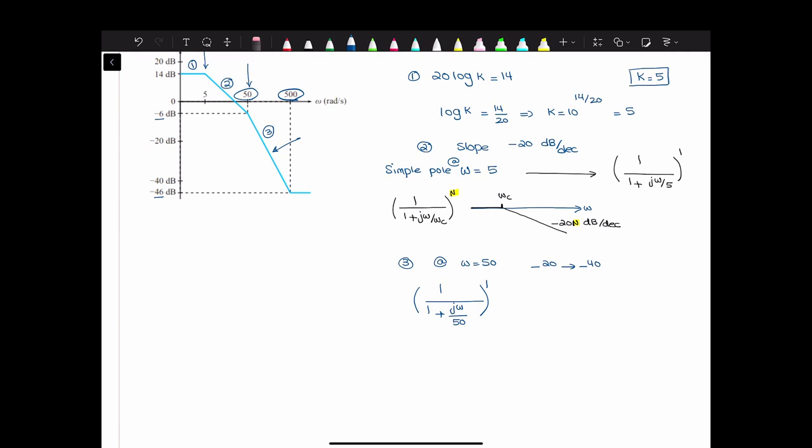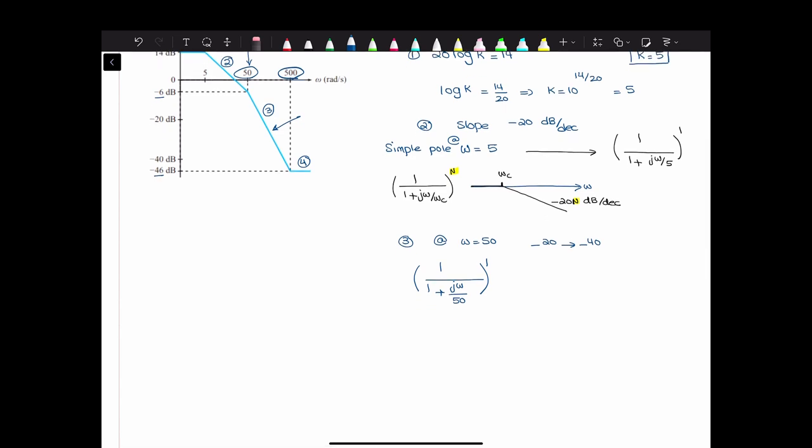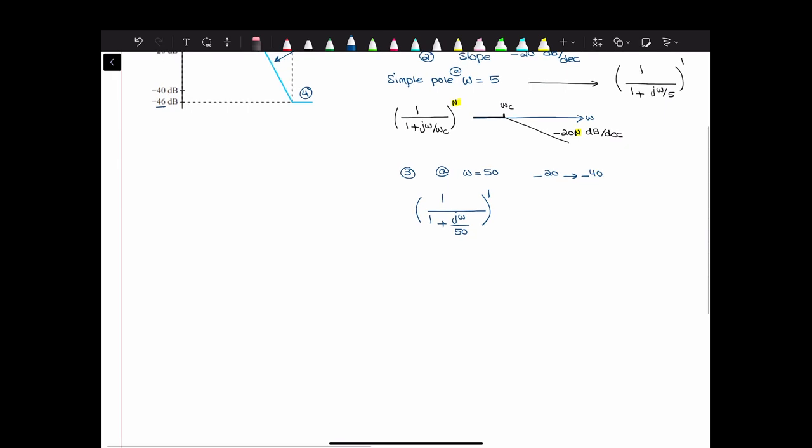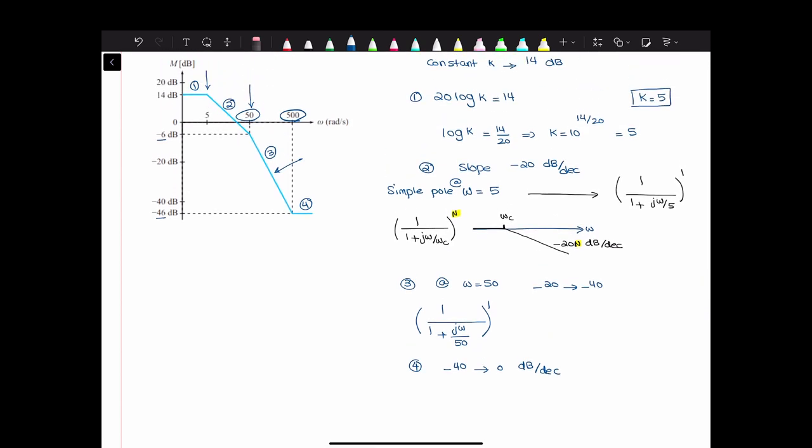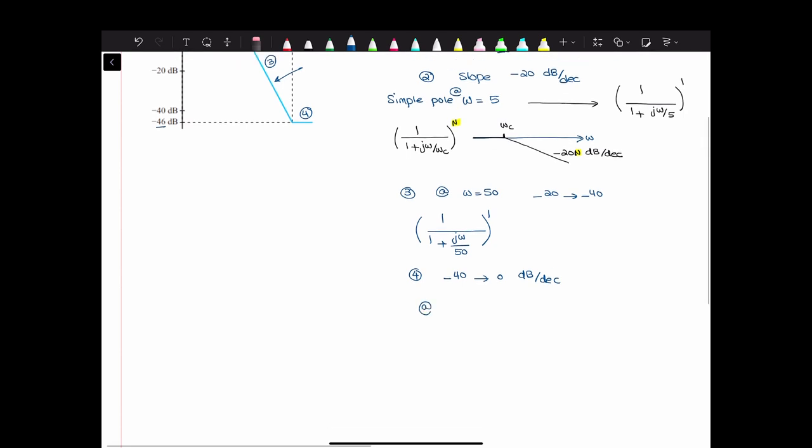Now, the fourth part of this Bode plot is where it becomes straight. At part 4, the slope went from negative 40 all the way to 0 decibels per decade, right? When it goes from negative 40 to 0, it means that a slope of positive 40 was added. When a slope of positive 40 is added, it means that we have a simple zero. So at omega equal to 500, we're going to have a simple zero.